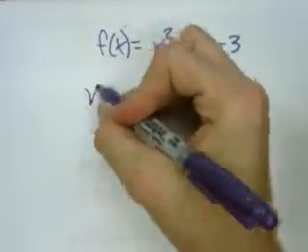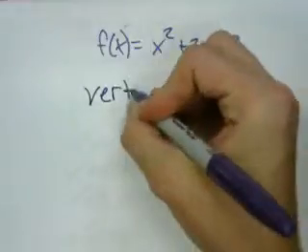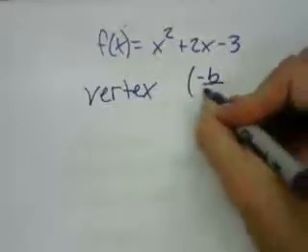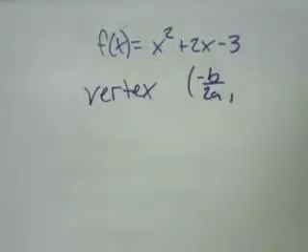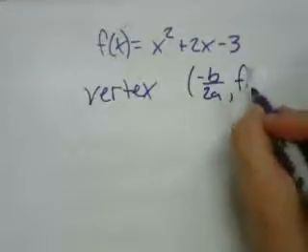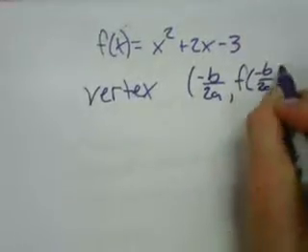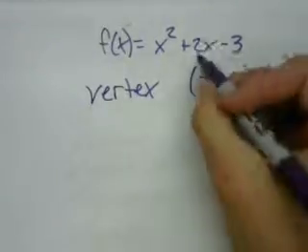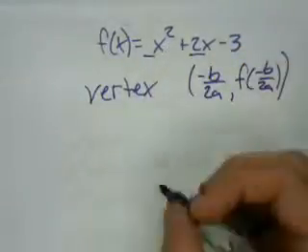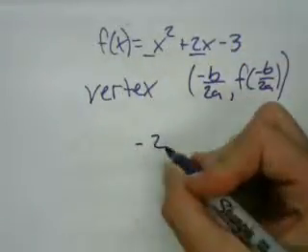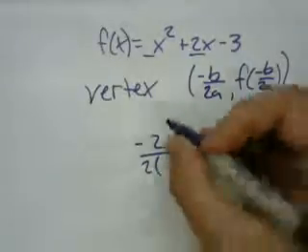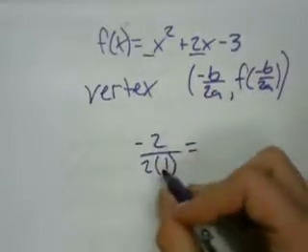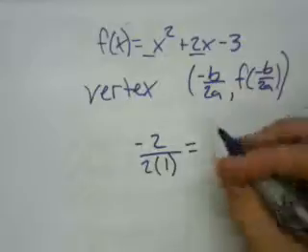And the vertex is going to be, well, the x coordinate is negative b over 2a. That's a little formula we're going to use that's been derived for us. And we just plug in f of negative b over 2a, which looks really complicated, but it's not too bad. So let's first calculate this negative b over 2a. Let's say this is b and this is a, so I have negative 2 over 2 times a. Well, there's nothing here, so it must be a 1. So overall I have negative 2 divided by 2 times 1, which is 2. Negative 2 divided by 2 is negative 1.